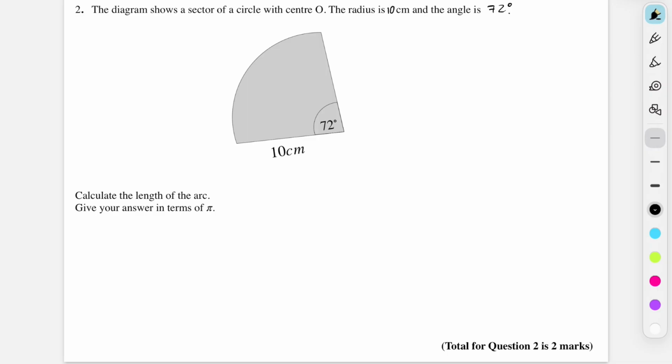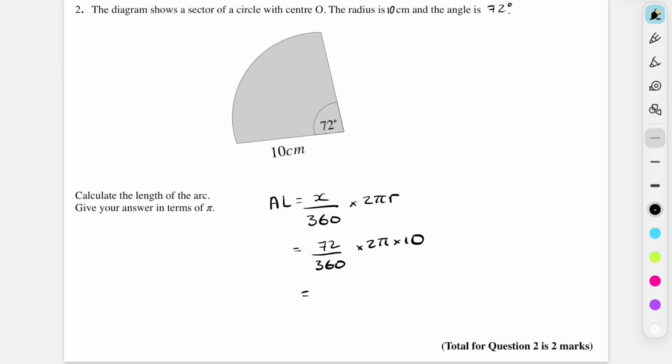So the arc length is going to be whatever the angle over 360 is, so the fraction of the circle that we have, times 2 pi r. So the arc length we give as x over 360 times 2 pi r. In this case, the angle is 72, so we have 72 over 360 times 2 pi times 10.